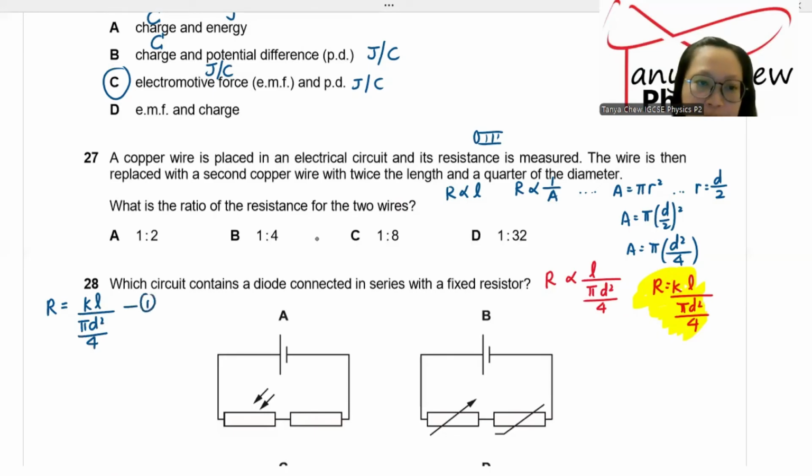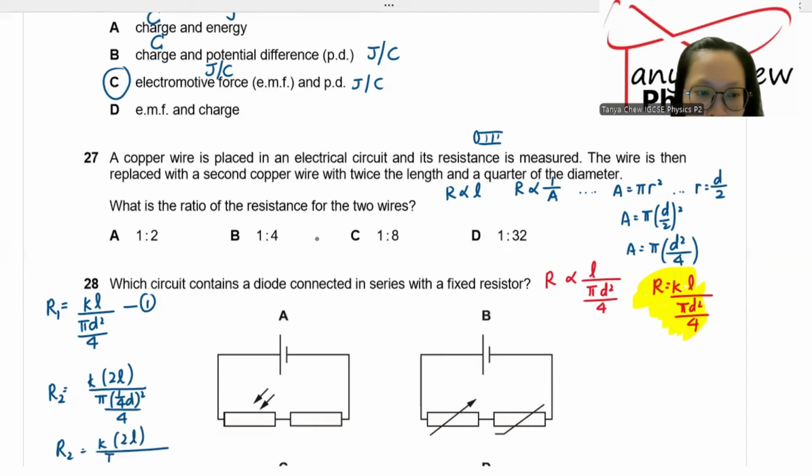That is the first one. And the second copper wire, the resistance R2, I just put it as R2, R1 and R2. K, the length is twice the length, but the diameter is 1 over 4 D, you have to square it over 4. So I simplify this a little bit.